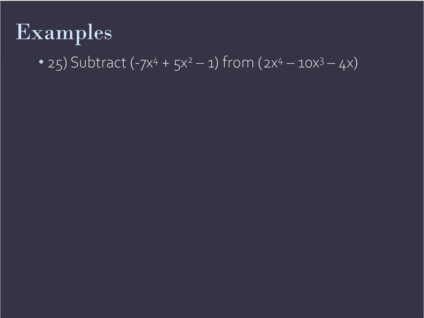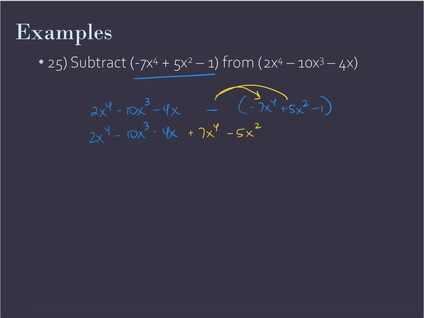And lastly, it says subtract this from this other one. So it's really going to be 2x to the 4th minus 10x cubed minus 4x. And you're going to subtract negative 7x to the 4th plus 5x squared minus 1 from it. So again, I'm going to rewrite it. And I'm going to have my 2x to the 4th minus 10x cubed minus 4x. And then I'm going to do minus negative 7x to the 4th. So that's plus 7x to the 4th. Minus a positive 5x squared, which is a negative 5x squared. And minus a negative 1, which is a plus 1.